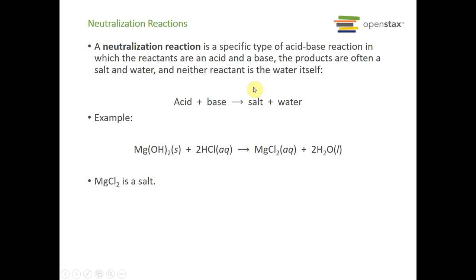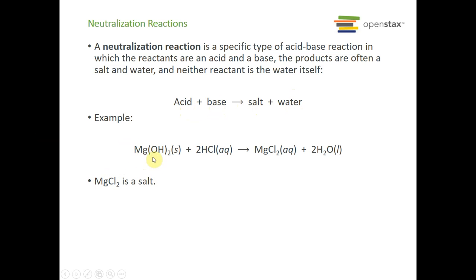Now, if that's a soluble ionic compound, then the net ionic equation will always be, for a neutralization reaction, hydronium plus hydroxide, OH minus, yields H2O, or 2H2O if you start with hydronium.